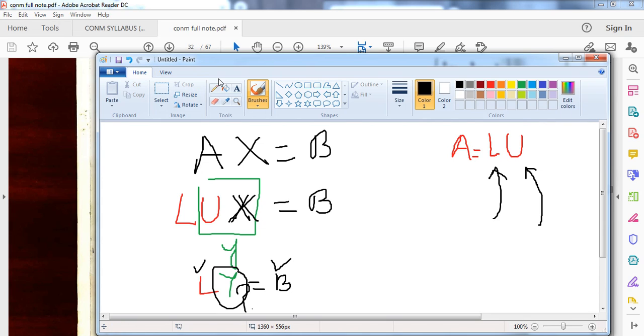I don't know whether you have understood or not. Let me show it to you once more, and then we will see the numerical. Only when you see the numerical will you understand.